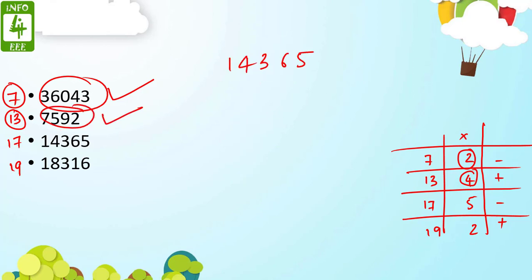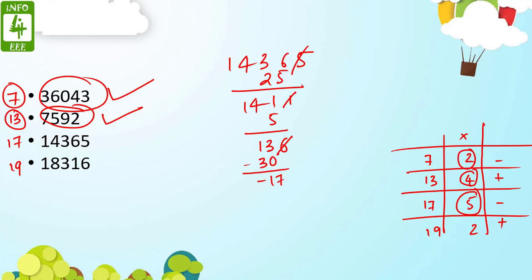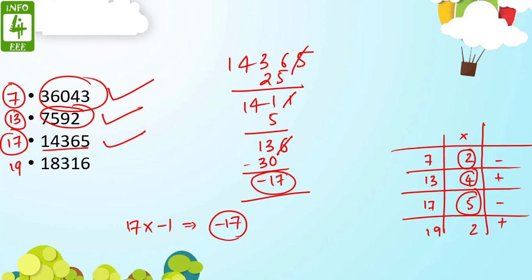So for 17, take the last digit, multiply with 5 and subtract from the remaining digits. So 5 fives are 25. Now do subtraction. Take the last digit, multiply with 5 and do subtraction. You will get minus 17, and minus 17 is a multiple of 17. How? 17 into minus 1 is minus 17, so it's a multiple of 17. So we can say this number will be divisible by 17.